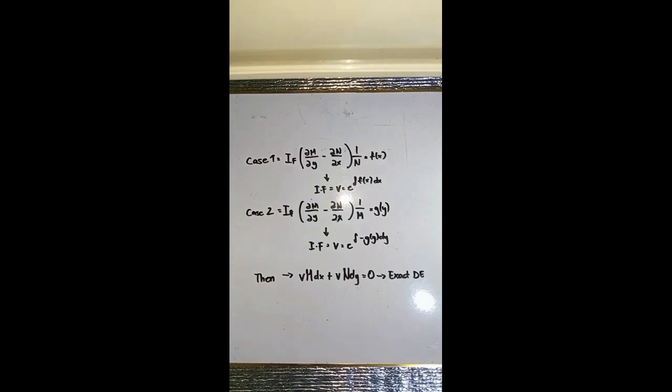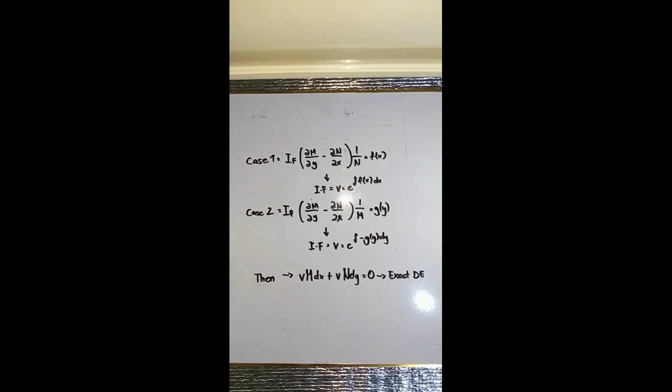The second case is when the partial derivative of M with respect to y minus the partial derivative of N with respect to x can be divided by M such that the result is a function g(y). It follows that, let's say again, v is equal to e raised to the integral of negative g(y) dy. We must remember these two cases because they will be the basis on which our integrating factors will go.